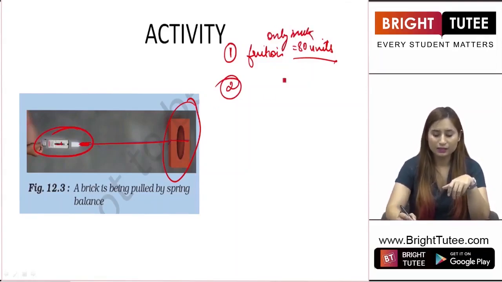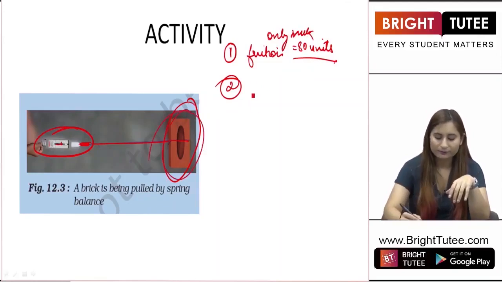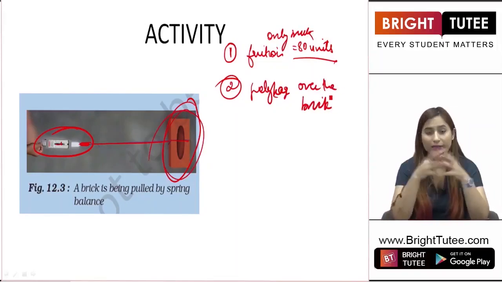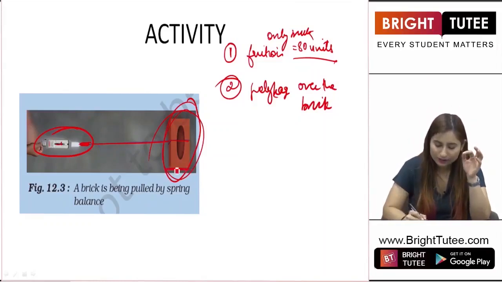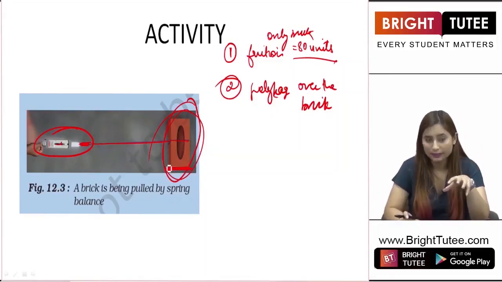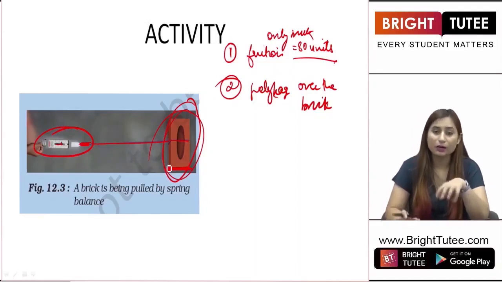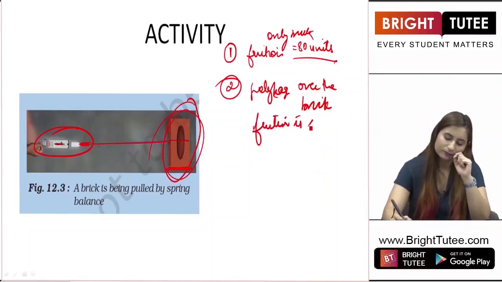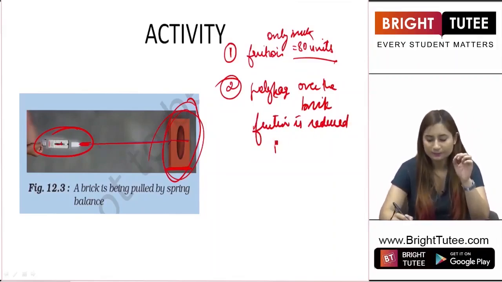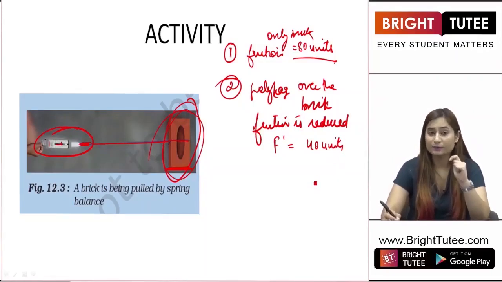In the second case, you have wrapped the brick in a poly bag. There is a poly bag wrapped over the brick. Now you are again trying to pull it. Now what happens is, this poly bag reduces the friction between the ground and the brick, right? Hence, it is now easy to pull the brick. So the friction is reduced. We can say that the new friction, F dash, is 40 units. It is easier to pull the brick now because the friction has been reduced.